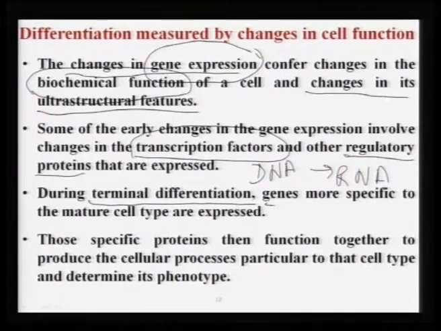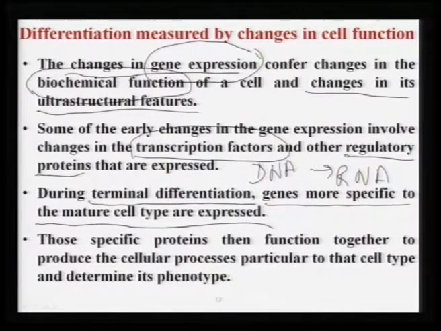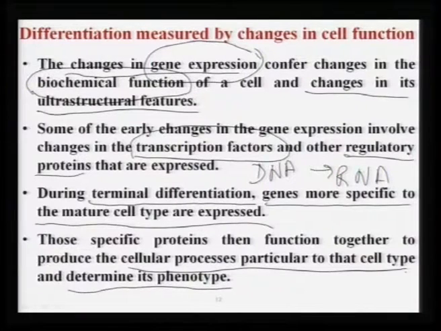So, if you see that osteoblast lineage, it is the osteocyte cells which are the most mature cells. Osteocyte cannot be differentiated to any other bone cell type, that is the last stage of the differentiation. So, therefore, that is what is mentioned here, that during terminal differentiation genes more specific to the mature cell type are expressed. The fourth point mentioned is that those specific proteins function together to produce the cellular processes particular to that cell type and determine its phenotype.